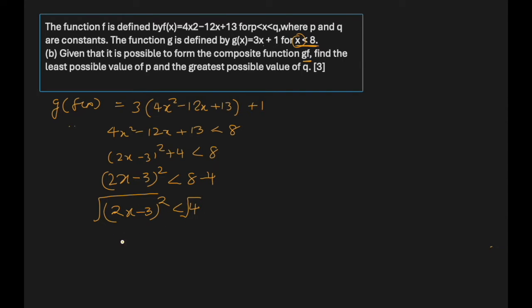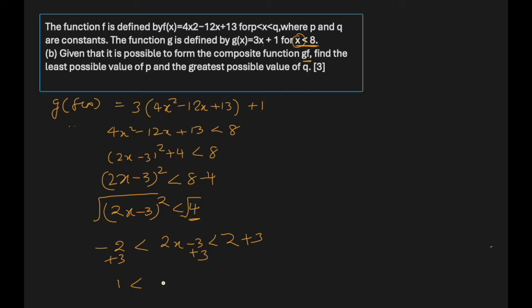So if I square root, the negative of this will become here, and we'll get a range here. 2x minus 3 is less than positive 2. The negative will be lesser than this and the positive will be more than this. So let's add 3 to both sides. So what do we get?